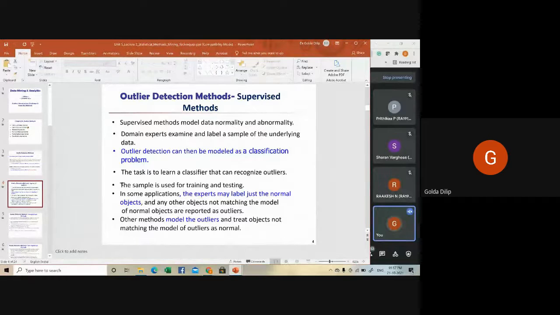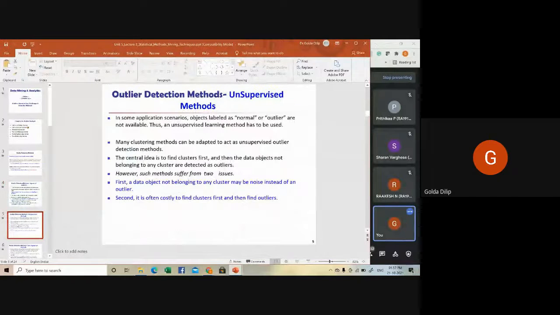The sample is used for training as well as for testing. In some applications, the experts may label just the normal objects, and any other object not matching the model of the normal object will be reported as an outlier. Some other methods model the outliers and treat objects not matching the model of the outliers as normal. So either way, it is a classification. That's what supervised learning is all about.